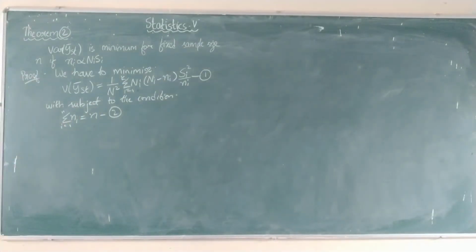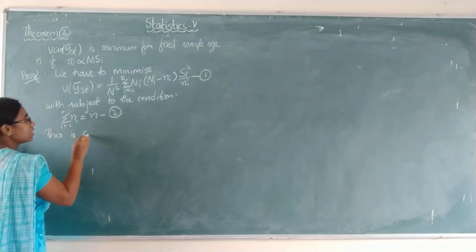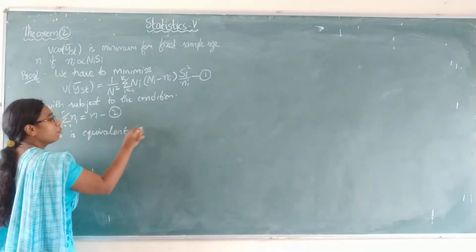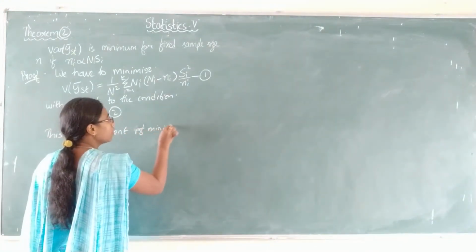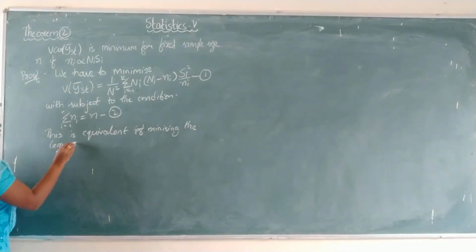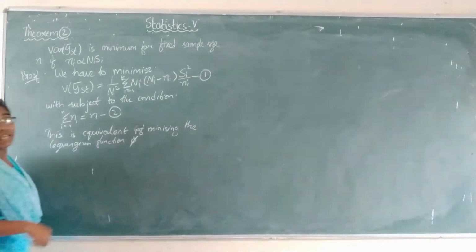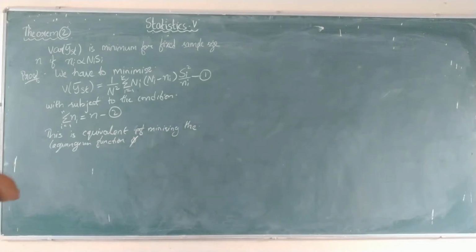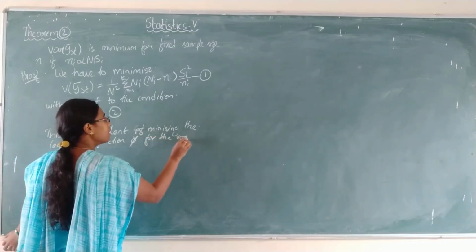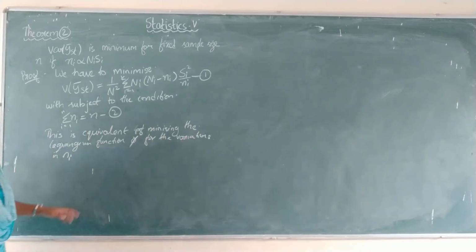Now coming to the next line, this is equivalent to minimizing the Lagrangian function. Here the Lagrangian function is denoted with pi. So the Lagrangian function for the variations in ni, where ni are the different sample sizes, is given as follows.